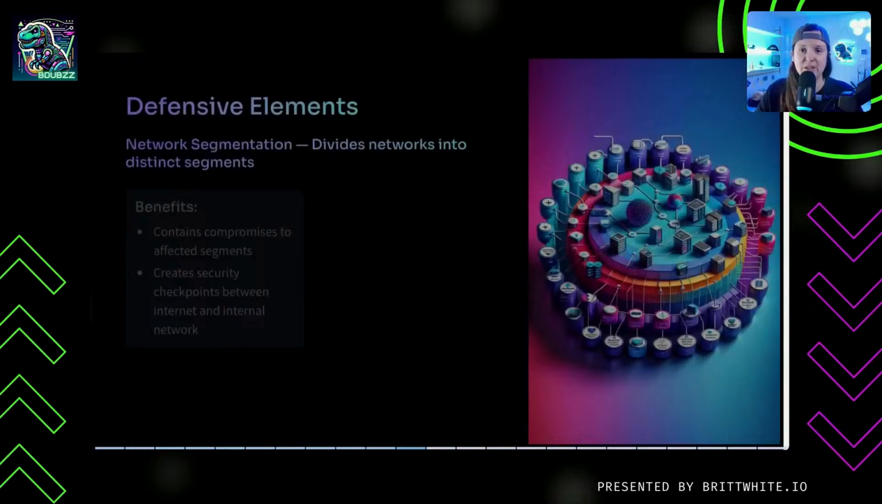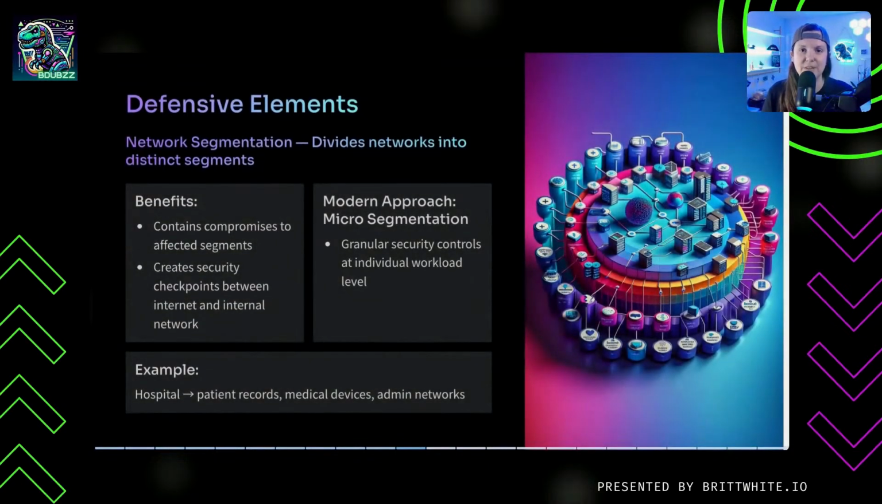Now, speaking of protection strategies, a great defensive element is network segmentation. Hospitals are a great example of this approach. They typically divide their network into distinct segments, one highly secured section for sensitive patient records, another protected network specifically for medical devices, and a general network for administrative staff. This careful separation means that even if one area becomes compromised, the other critical systems remain secure.